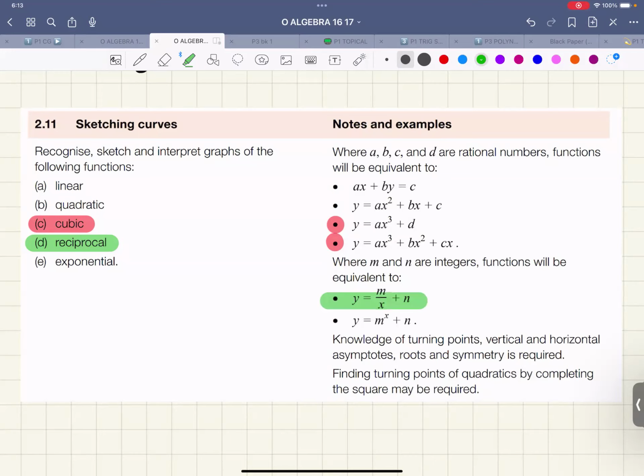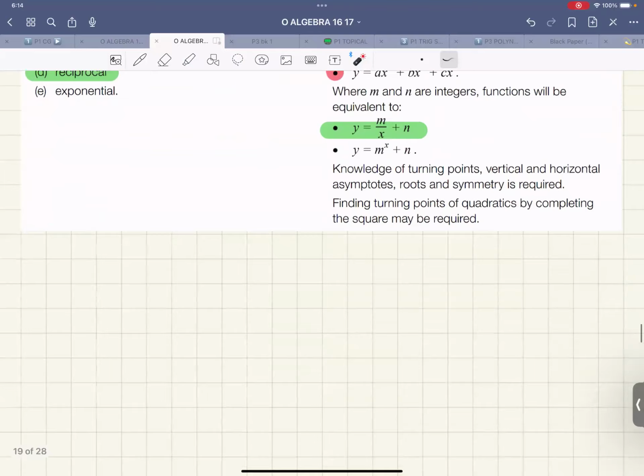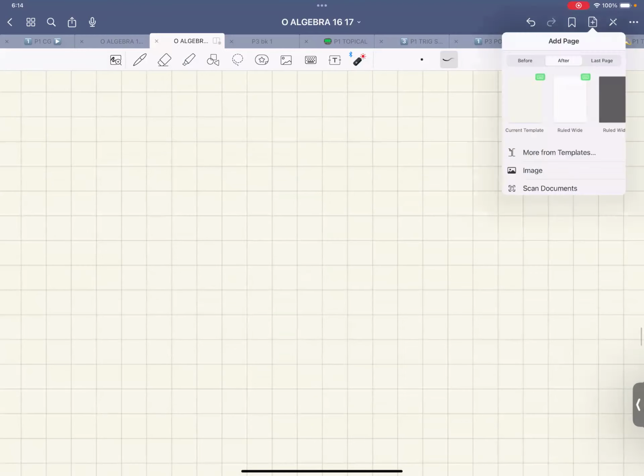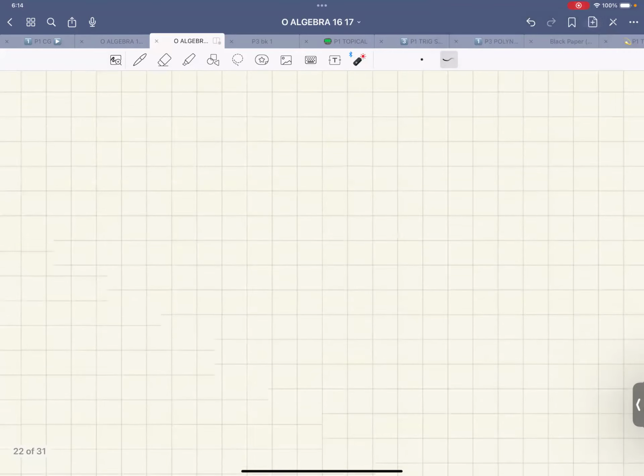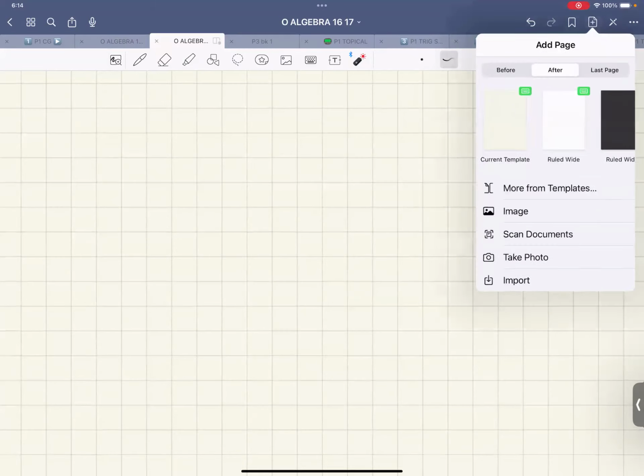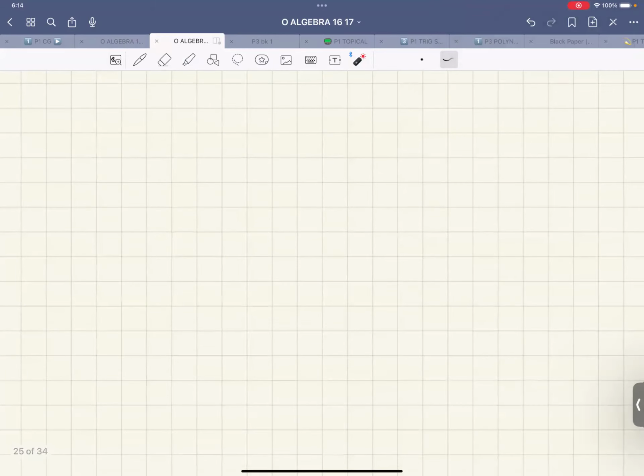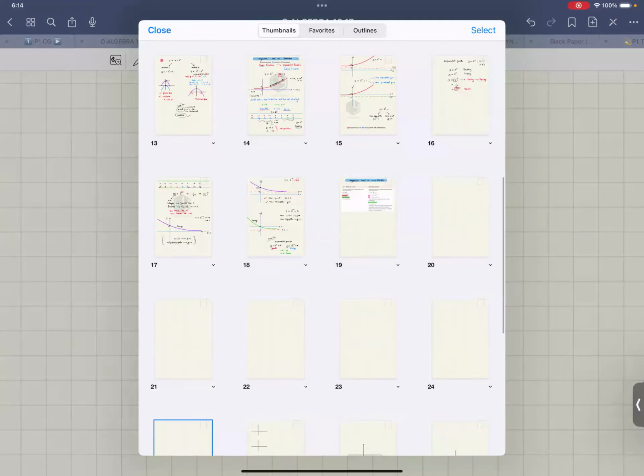And this exponential is already done. Knowledge of turning points, vertical and horizontal asymptotes, roots and symmetry is required wherever possible. Finding turning points of quadratics is already done. This is done, this is done, and so on. Now these two and this one are what we are focusing on. If I talk about cubic, let me add a lot of pages over here. We talked about the basic cubic early on, but this is about a little bit more.